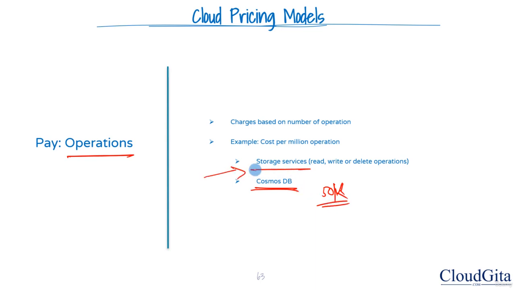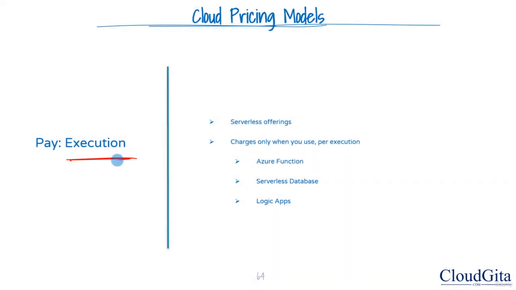Similarly, for the storage service, depending on how many read, write, and delete operations you have, you pay for that. So charges are based on the number of operations. Then you have the number of executions, and this is mostly valid for serverless offerings. We'll discuss what serverless is later, but the point here is that in serverless offerings, you don't have to pay for infrastructure. For example, if you have your website up and running, and someone doesn't use that website, you don't have to pay for that.